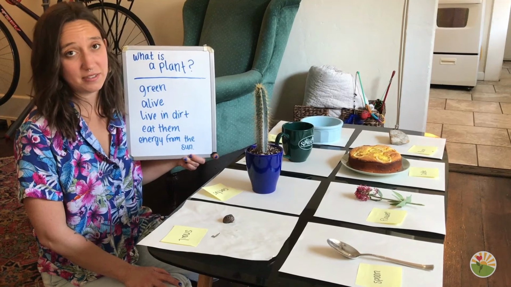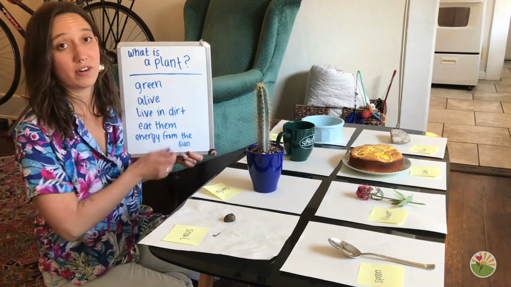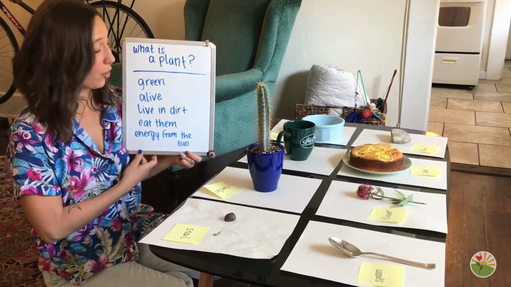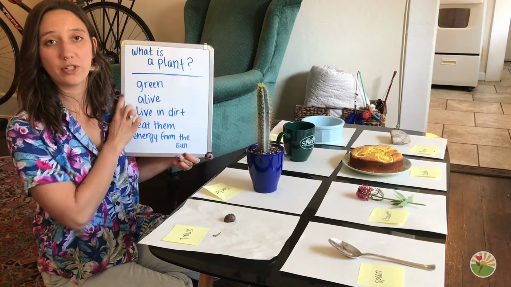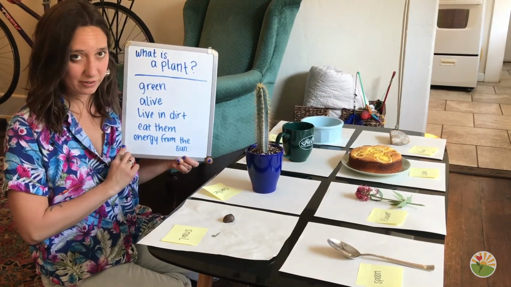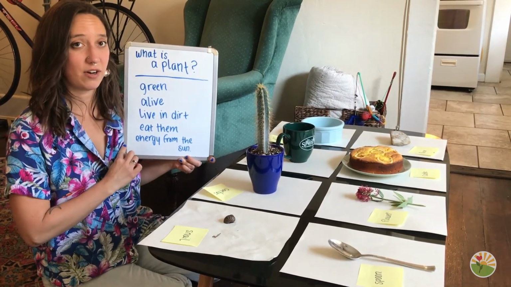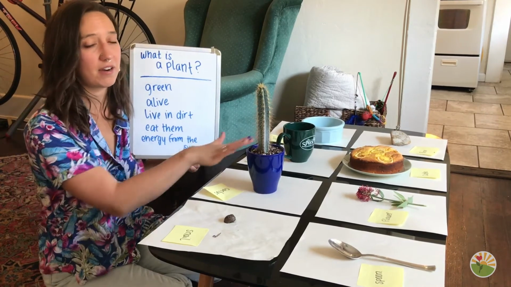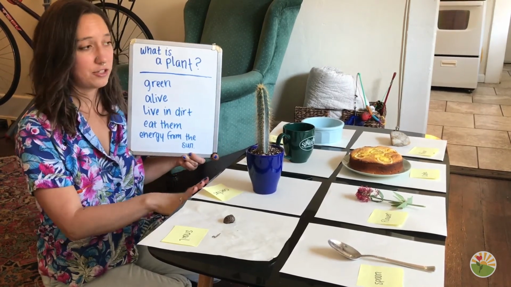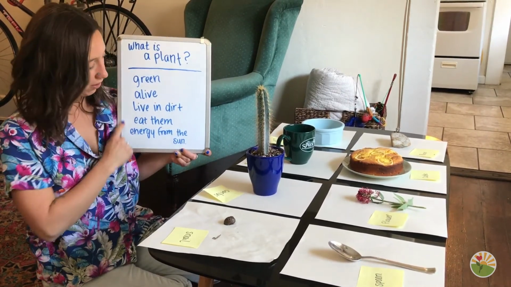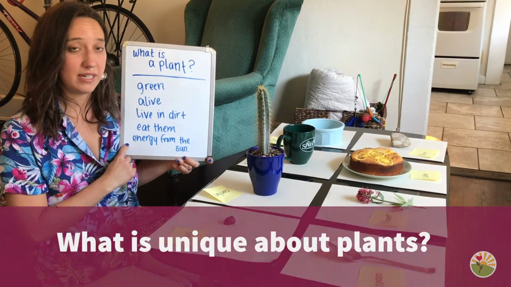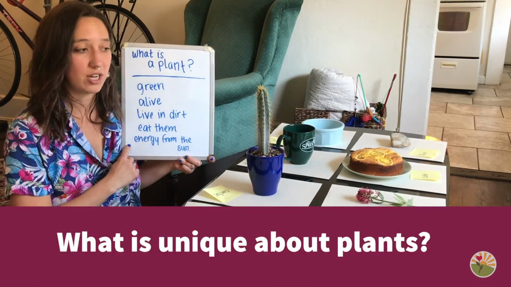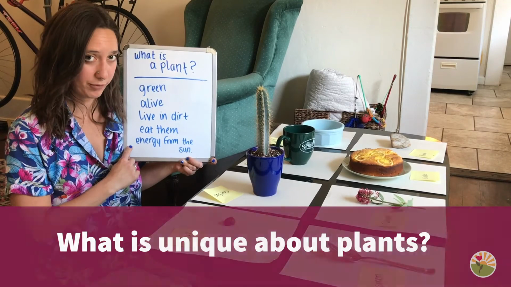Now that you have made your list, we are going to go over the list that I made. So what we're going to do is look at the different words that I wrote down and see if these words can also describe the other items on the table to try and figure out what on this list is unique or special to just the plants on the table.